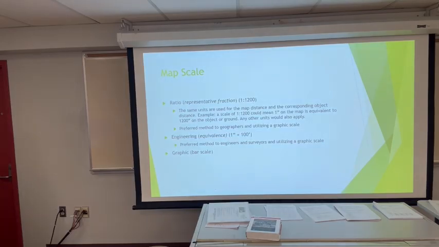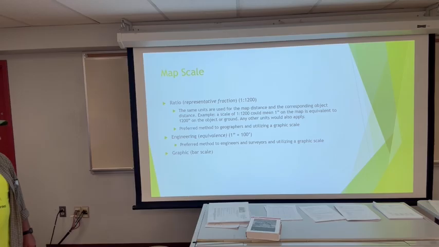Map scale. So we have three types of scales we use: ratios, the book calls it equivalence, like engineering scales, and graphic scales. So the ratio represents a fraction. An example, you could see this especially if you look at a USGS quad map. You can see down on the bottom 1 in 1,200, 1 in 24,000, something like that.